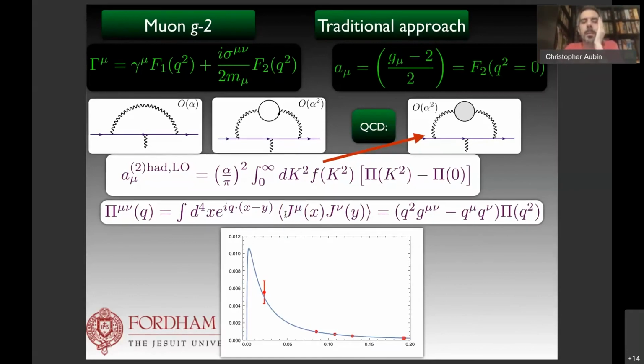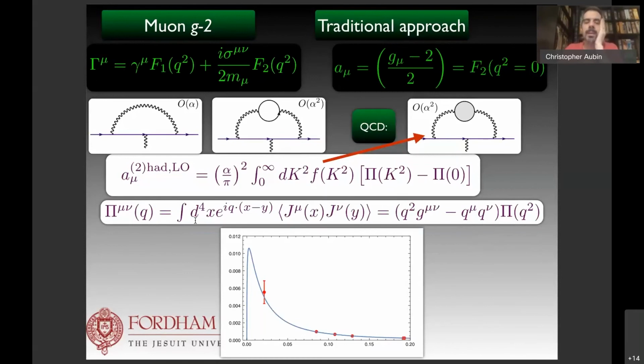and look at the correlation, the Fourier transform of this correlator. And that gives you this pi mu nu, which must have the following tensor structure here. And again, all that you need to know about this expression is that what we want is pi of q squared. What we calculate is pi mu nu of q.